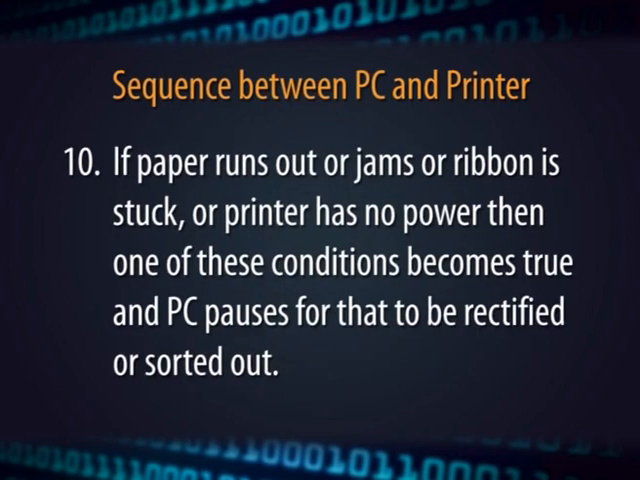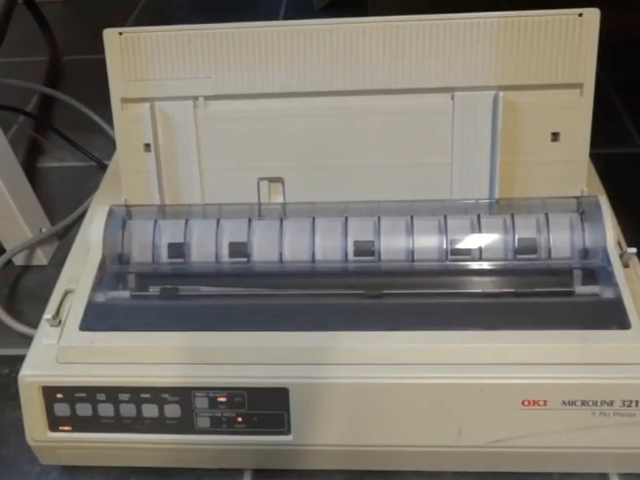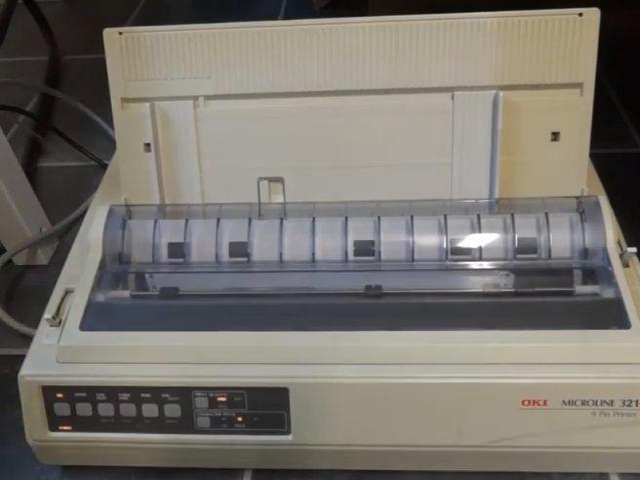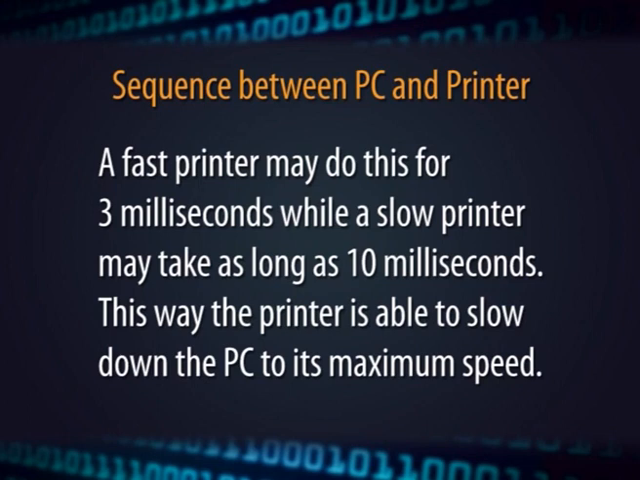10. If paper runs out or jams, or the ribbon is stuck, or the printer has no power, then one of those conditions becomes true and the PC pauses for that to be rectified or sorted out. Note that how much time the busy signal is kept on, that is in true condition, depends entirely on the speed of the printer. A fast printer may keep the busy signal true for 3 milliseconds, while a slow printer may take as long as 10 milliseconds. This way, the printer is able to slow down the PC to its maximum speed and both work in a synchronized form without losing a single character.